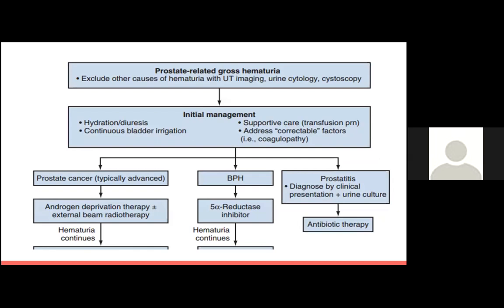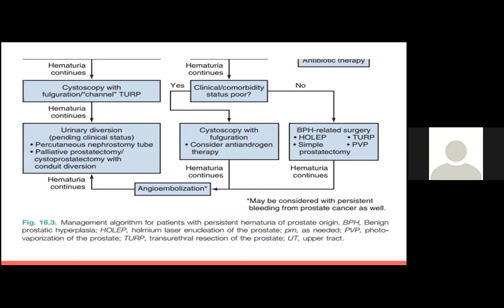Patients with persistent bleeding from BPH despite conservative therapies and endoscopic fulguration have traditionally been managed with transurethral resection of the prostate, particularly when additional indications for BPH surgery coexist.